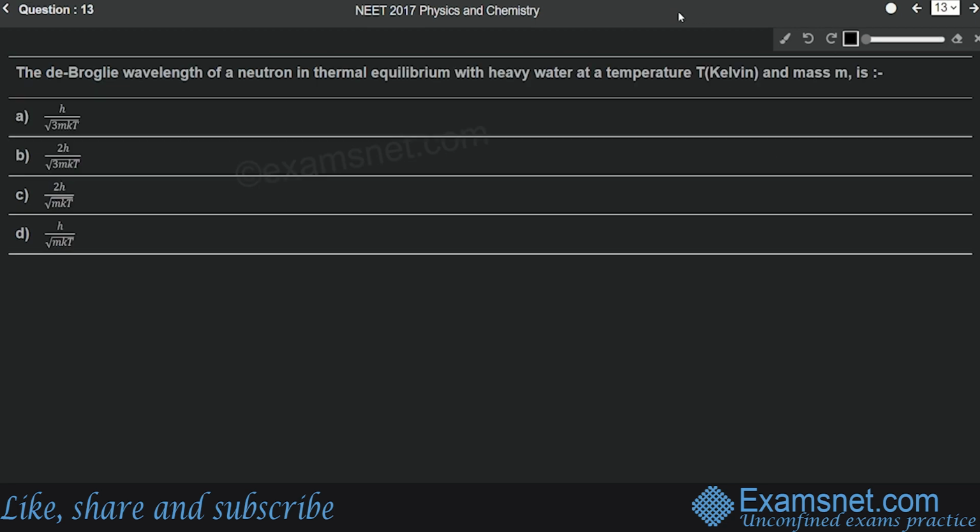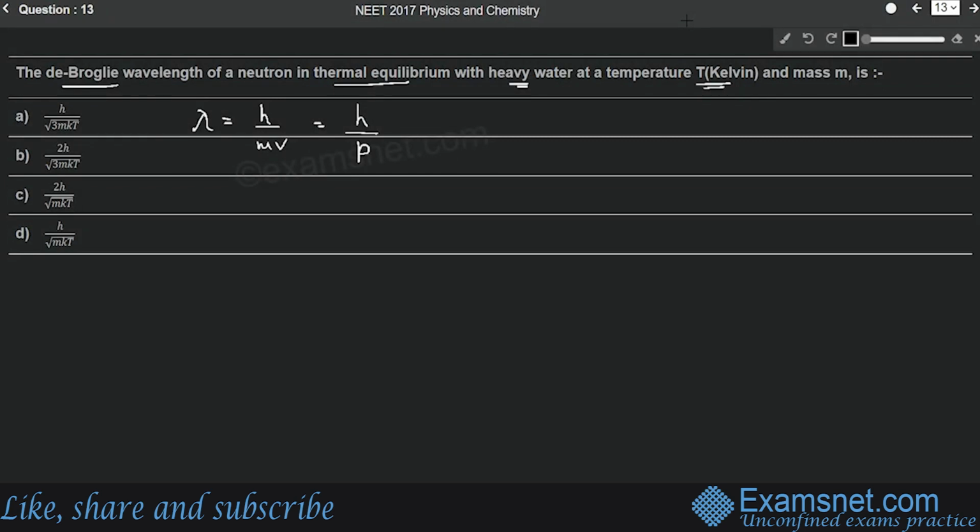Now, question number 13 is related to photoelectric effect, and the question is: the de Broglie wavelength of a neutron in thermal equilibrium with heavy water at a temperature T Kelvin and mass m is. Okay, so we know that the de Broglie wavelength lambda is equal to h upon mv. mv is momentum, right? That means h by p, where p is momentum.